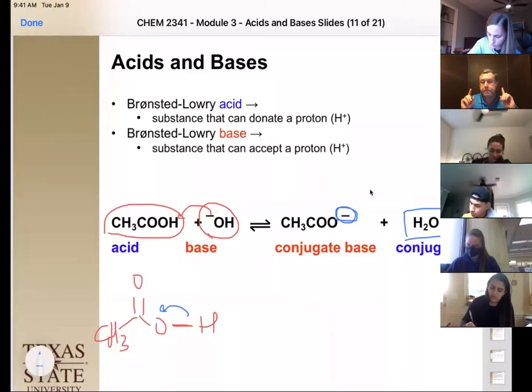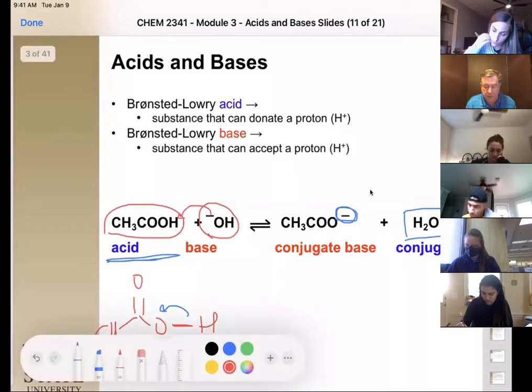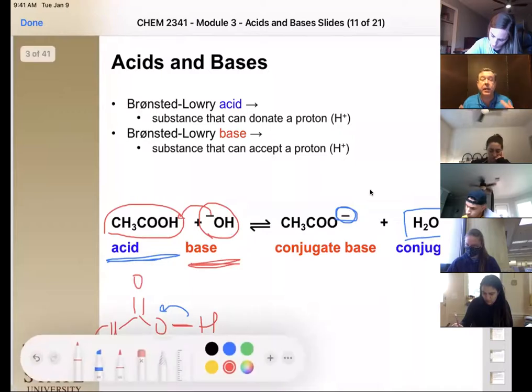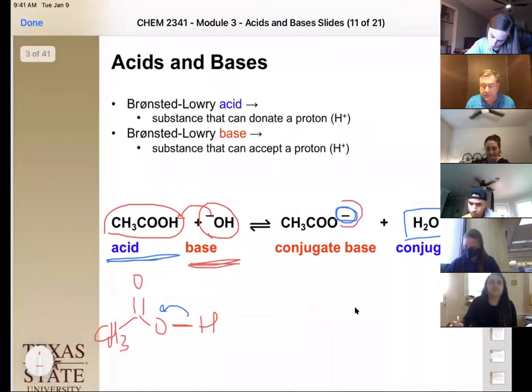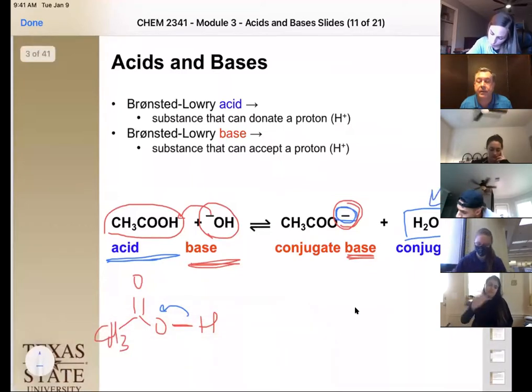So, did you see something interesting? The acetic acid was the acid on this side, and the hydroxide was the base on this side. But as soon as they exchange that proton, they now are actually looking like the opposite of what they were before. Look over here. This now has the negative charge. It's now a base. This now has a proton it can donate. It's now the acid. Okay.